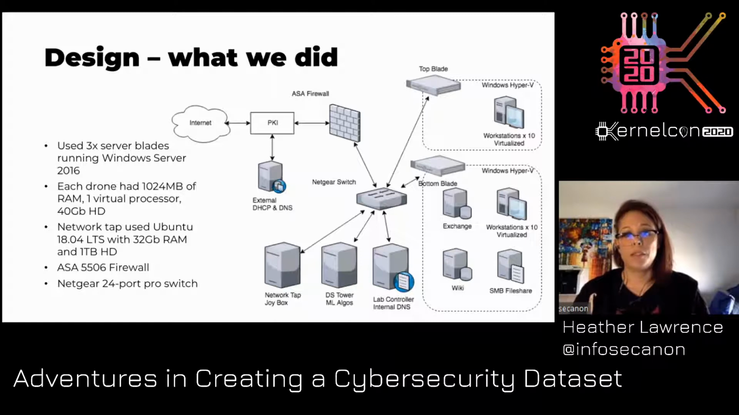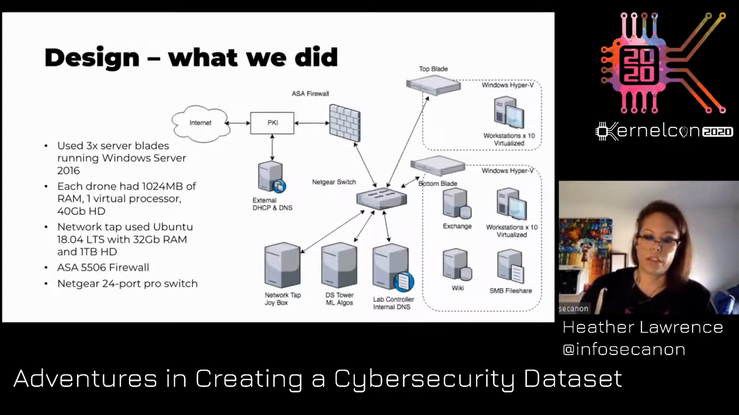From what you can see on the right, basically everything went through the switch. You had a lab controller providing internal DNS. The network tap took all the traffic from 20 virtualized workstations between 2 blades, an Exchange server, a wiki server, and a file share.